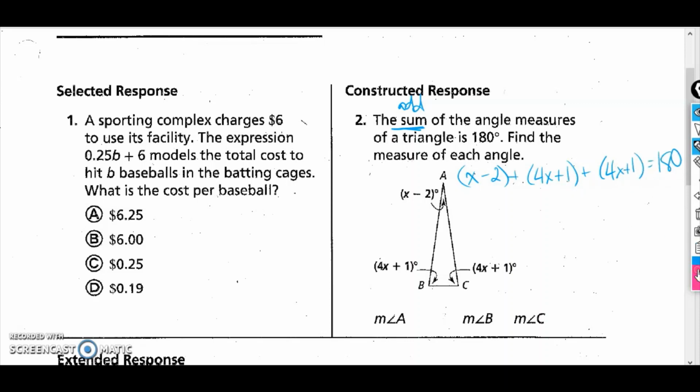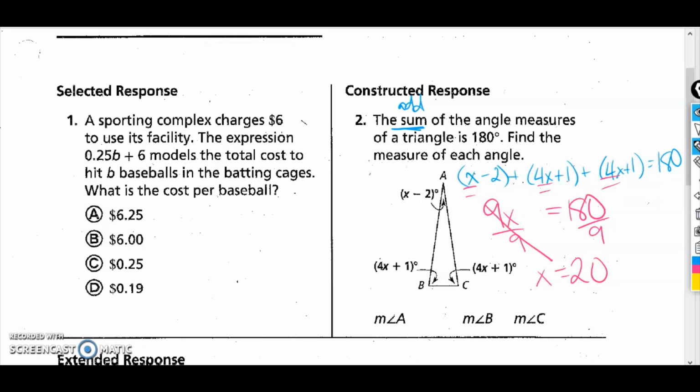So now I can combine like terms. 1x plus 4x plus 4x is 9x. Negative 2 plus 1 plus 1, well, negative 2 plus 1 is negative 1, plus another one is 0, so I could put plus 0, but that doesn't do anything, equals 180. To solve for x, I would divide by 9 on each side, so x would equal 20. Because this cancels out. But that's not what it's asking.